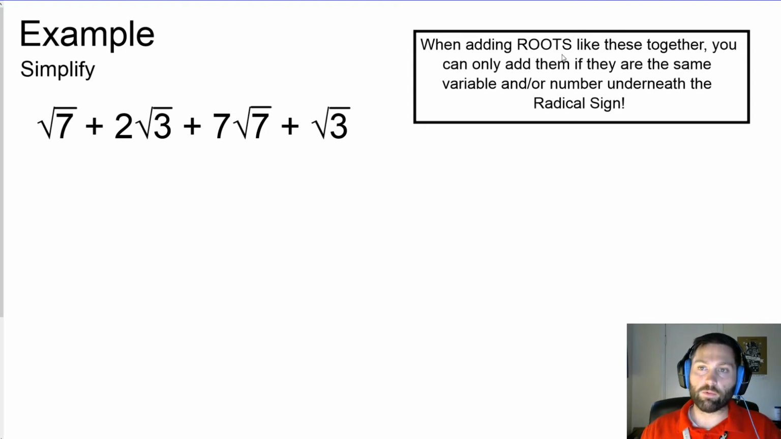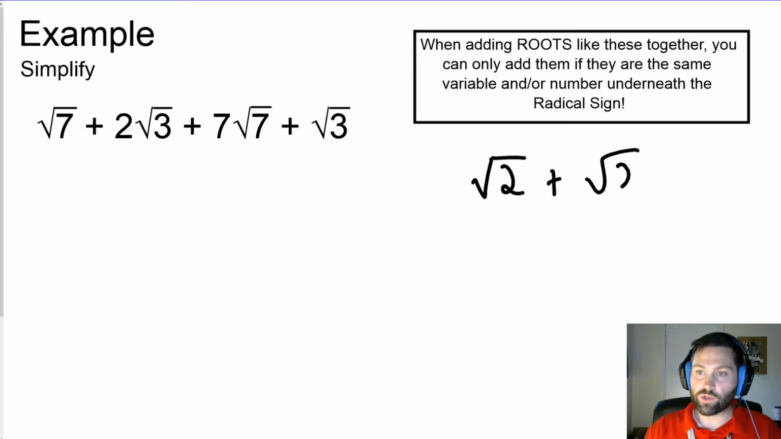When you are adding roots together like these, you can only add them if they are the same variable or number underneath the radical sign. So it's totally cool to add the square root of 2 plus the square root of 2, and that would equal 2 times the square root of 2. You cannot add square root of 3.